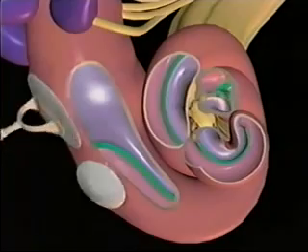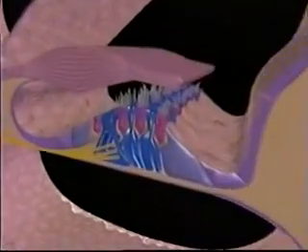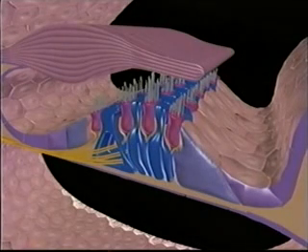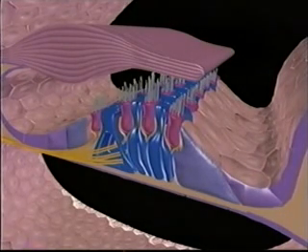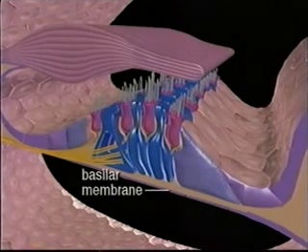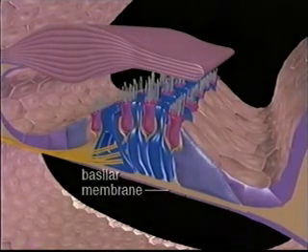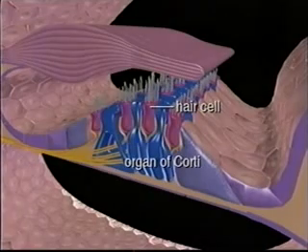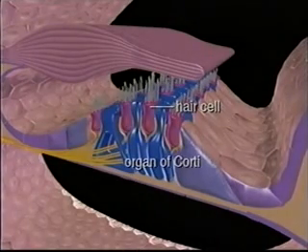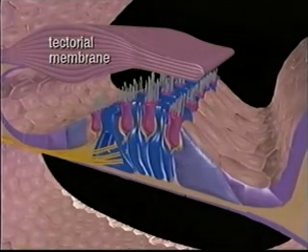The blue endolymph-filled cochlear duct now appears as the central triangular section. The vestibular duct and tympanic duct, both containing perilymph, are on either side of it. Sitting on the basilar membrane of the cochlear duct are hair cells of the organ of Corti. Above the hair cells is the tectorial membrane.